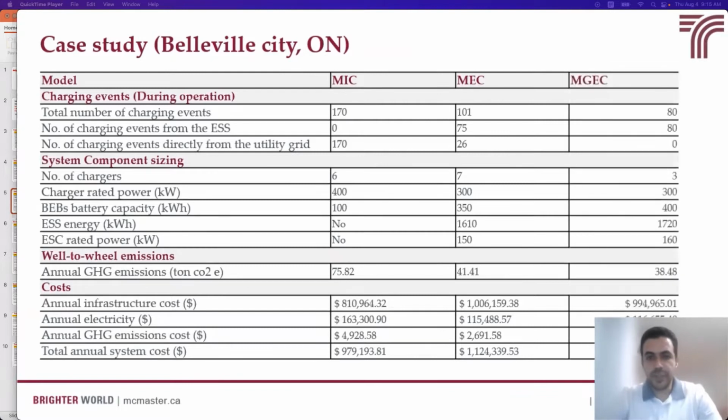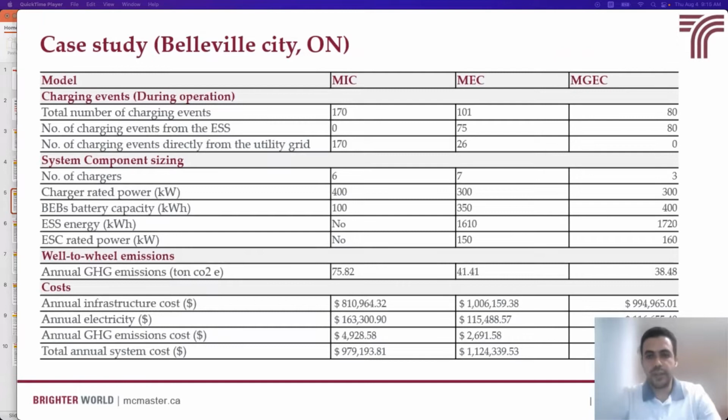The third model, which is minimizing greenhouse gas emissions, has 80 charging events. All of them are from the energy storage system because the operating hours have high greenhouse gas emissions. Therefore, all the charging events are from the energy storage system, not from the utility grid.